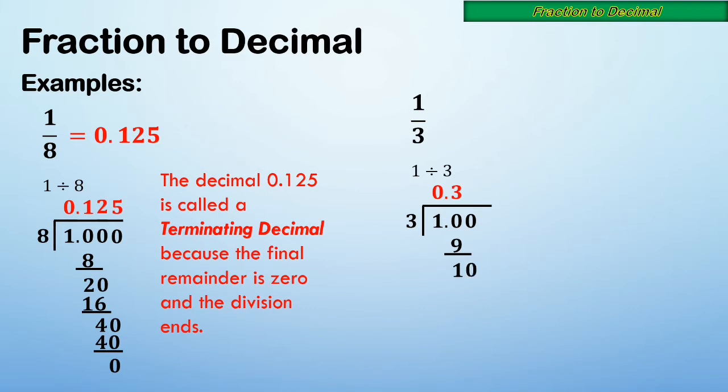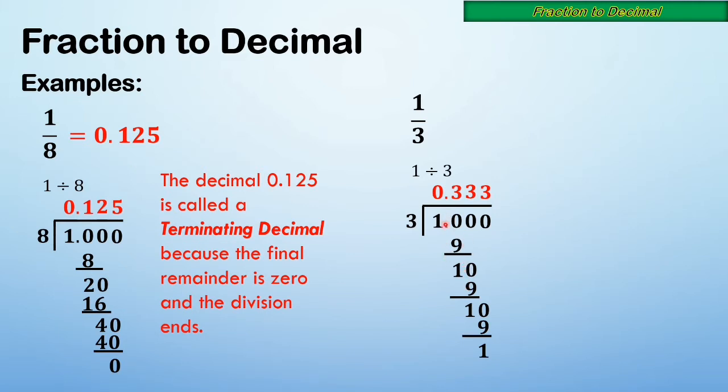Add another 0. Bring down. Again, 10 divided by 3 is 3. Then multiply. You have 9. Again, subtract. You have another 1. Then another 0. Then meron na naman ng 10. 10 divided by 3 is 3. Multiply mo, you have here 3 times 3 is 9. Subtract, another 1.